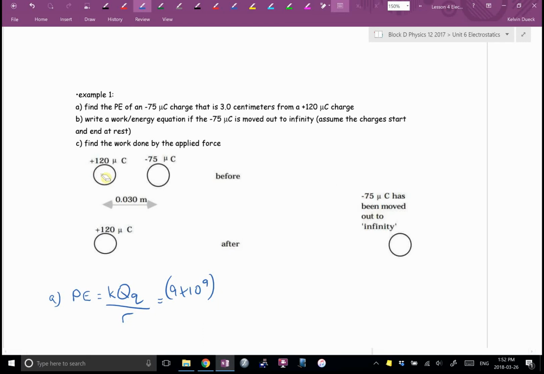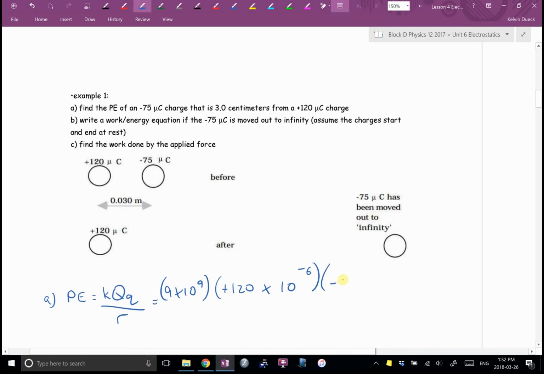Big Q, I'll call that the planetary charge, the bigger charge there. So I'm going to go positive 120. And then what did we replace the microcoulomb with? 10 to the negative 6, right? Do I have absolute values around the charges? Okay, so I'm going to include the sign. Negative 75 microcoulombs, all over 0.03 squared.